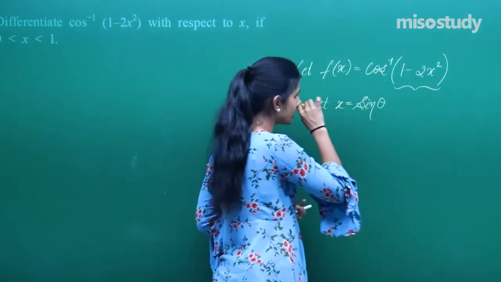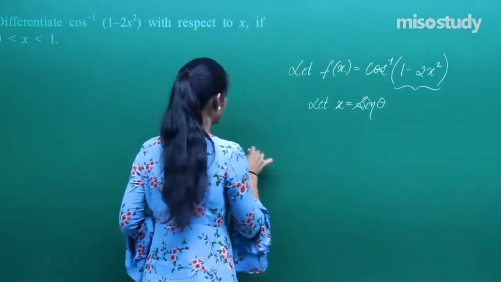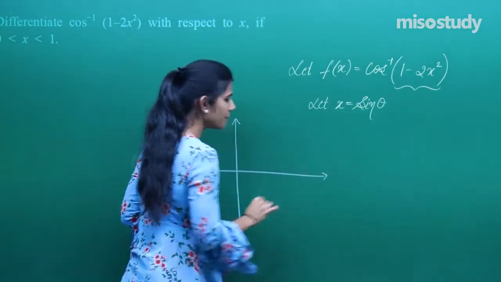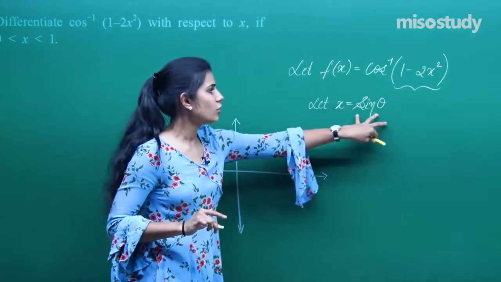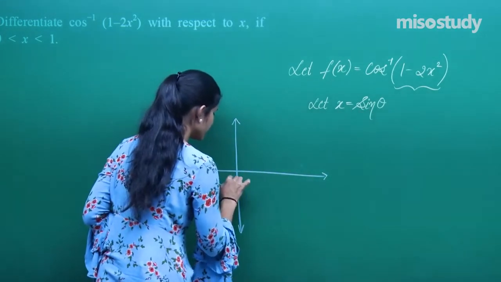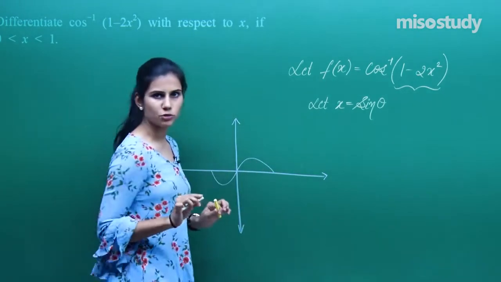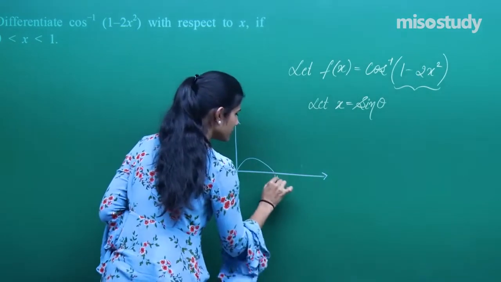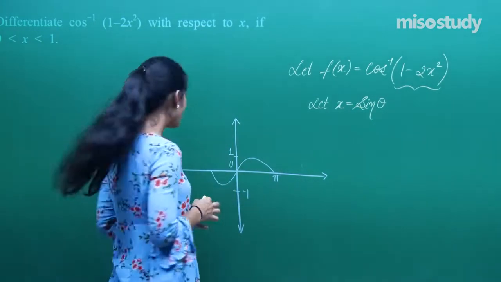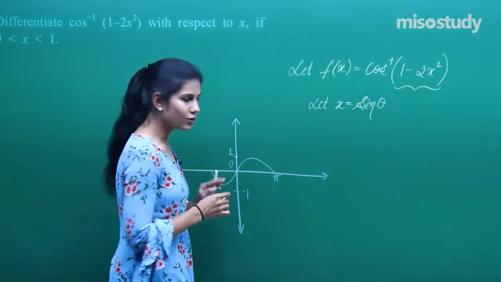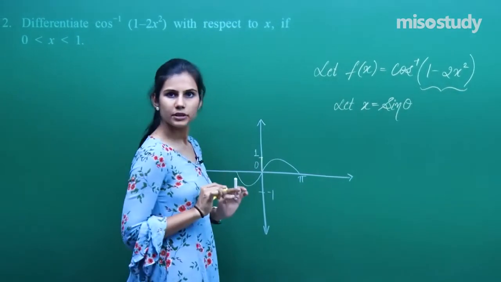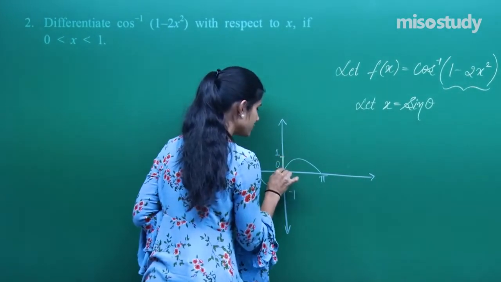Why am I able to do that? Please try and understand this concept very nicely. You don't need to do all this in your paper, but it's very important for you to understand the logic behind substituting x as sine theta. When I talk about the graph of the sine function, I'm only interested in this much portion, so I'll just draw this much. This is 0, this is pi, this is 1, this is minus 1. X, it is being said, is strictly lying between 0 and 1.